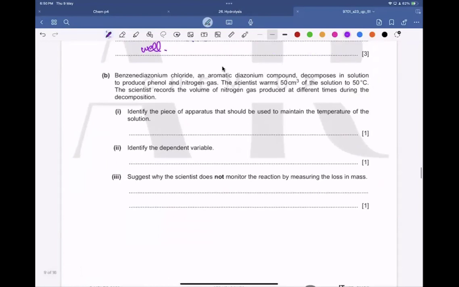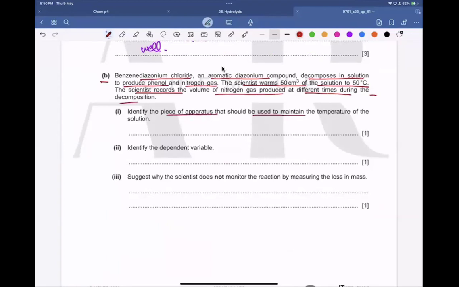Okay. Now B. Benzene diazonium chloride, an aromatic diazonium compound, decomposes in solution to produce phenol and nitrogen gas. The scientists warm 50 cm³ of a solution to 50 degrees Celsius. The scientists record the volume of nitrogen gas produced at different times during the decomposition. Identify the piece of apparatus that should be used to maintain the temperature of the solution. So to maintain the temperature of the solution, we always use a thermometer.